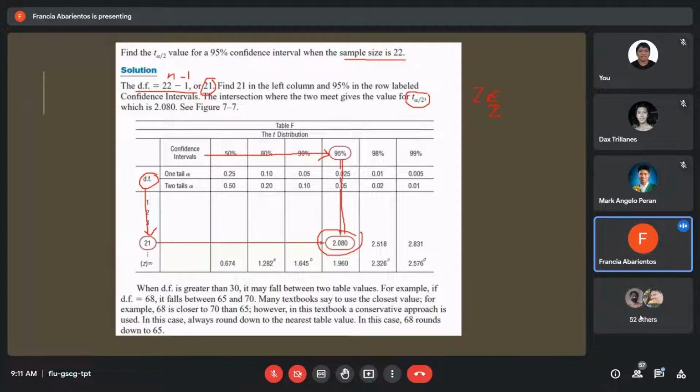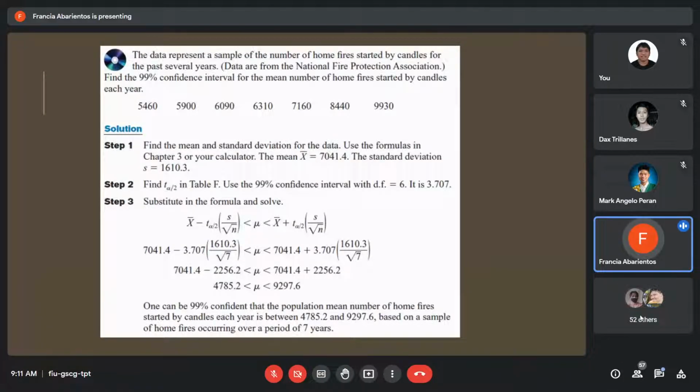When the degrees of freedom is greater than 30, it may fall between two table values. If we have a degrees of freedom of 68, whichever is closer, we need to round down to the nearest table value, so round down to 65. That is what is used.